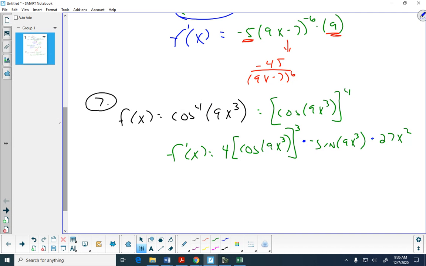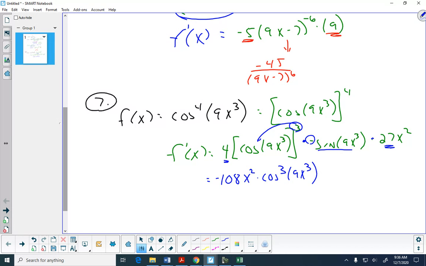So we see we have a 4 here, and a 27 here, and a negative here. So we can combine 4 and 27, which gives us 108. And we throw the negative with that. So we have negative 108x squared. We could take our exponent of 3 and move it back into the trig function. So we have cosine cubed of 9x cubed.